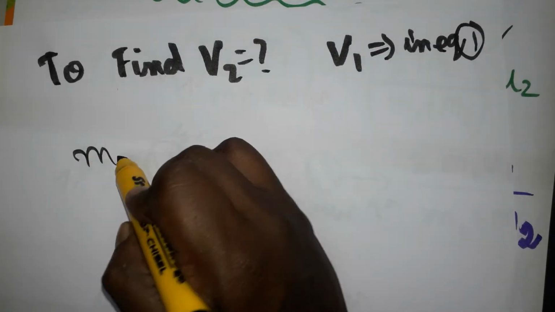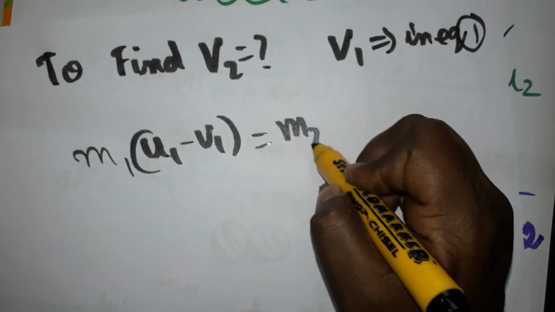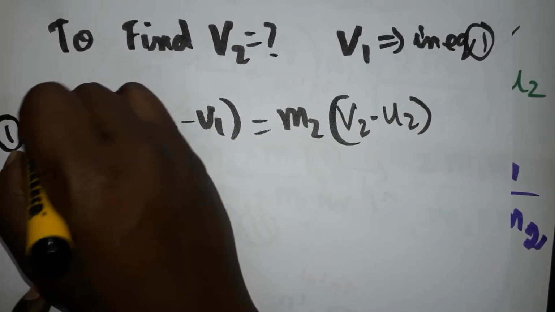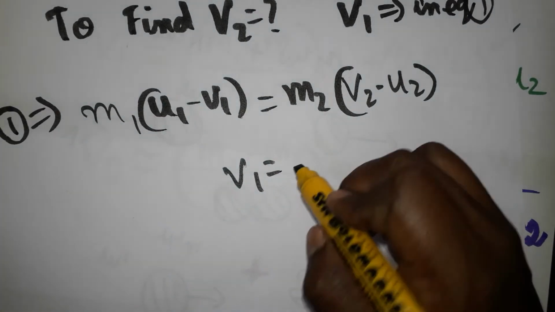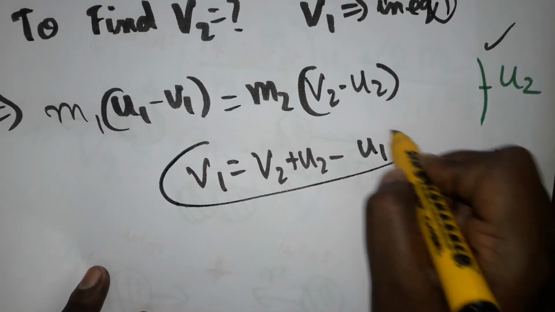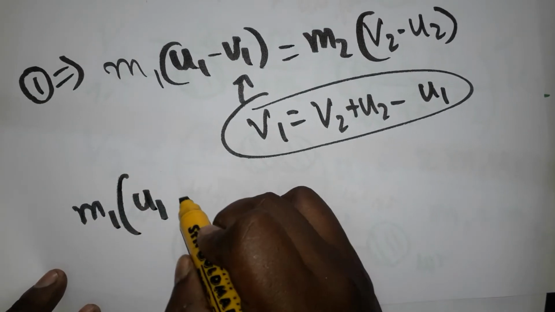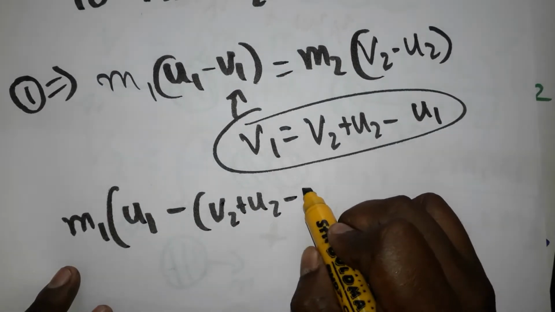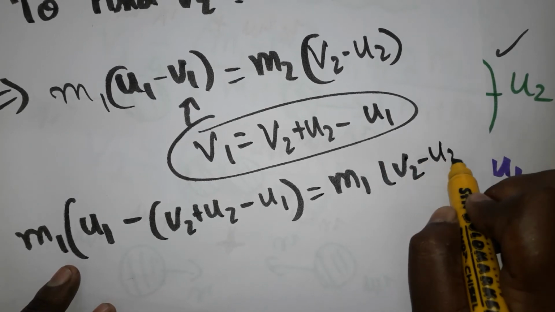m1 (u1 minus v1) is equal to m2 (v2 minus u2). This is equation 1, which we already derived. Now I am going to substitute the v1 value. v1 is equal to v2 plus u2 minus u1. Substituting it here: m1 (u1 minus (v2 plus u2 minus u1)) is equal to m2 (v2 minus u2). This is what we have.